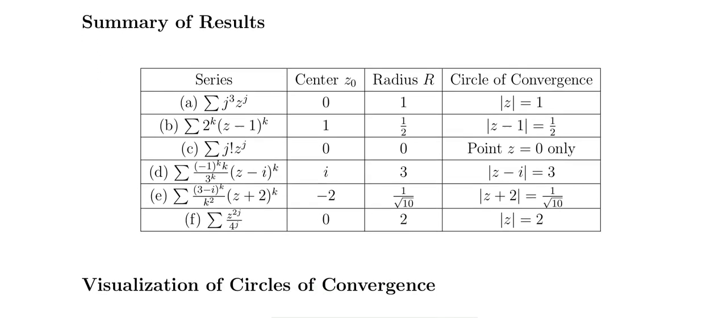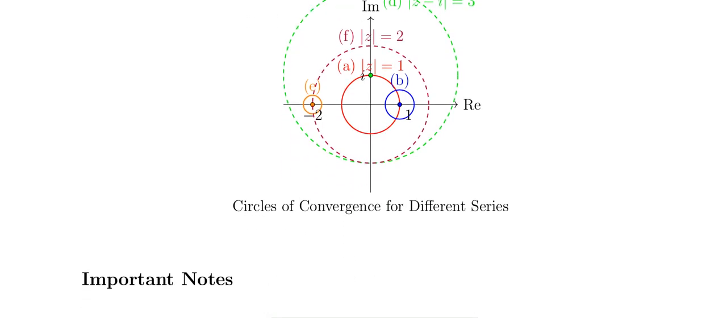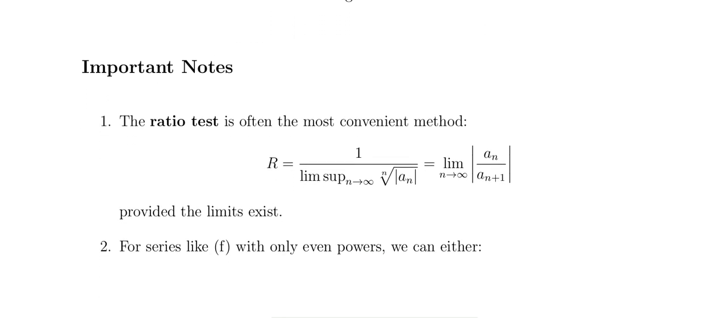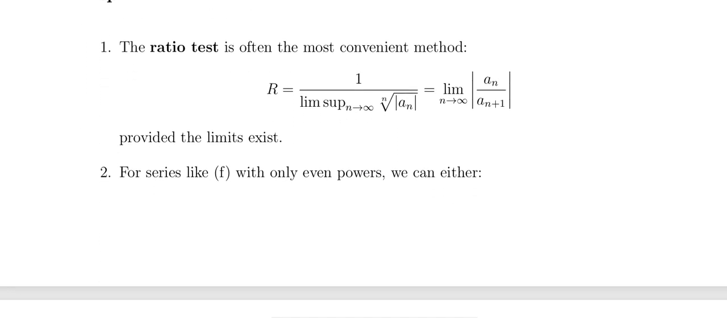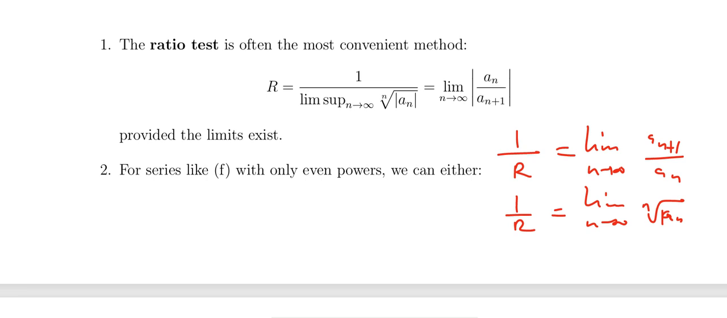Is the problem. Okay. So this is the formula. Ratio test: limit supremum of nth root of an, that is 1 by r, we will find. 1 by r equal to limit n tends to infinity an plus 1 divided by an, and 1 by r equal to limit n tends to infinity nth root of an. This is the formula for finding the radius of convergence.